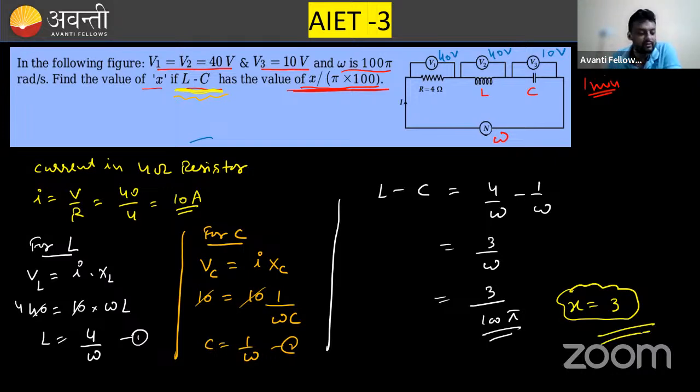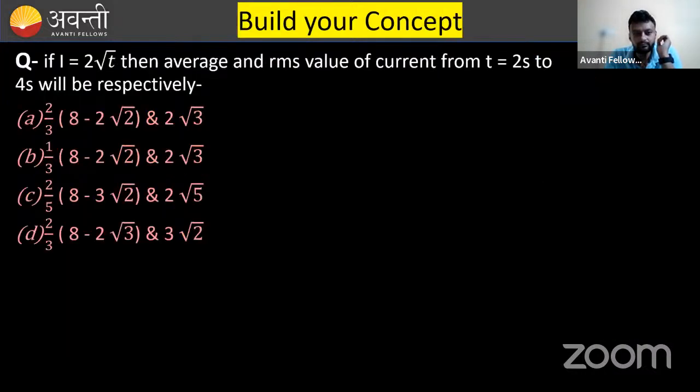Okay. So X is equal to 3. This is your answer. Is this question clear to everyone? So moving forward to the next question.